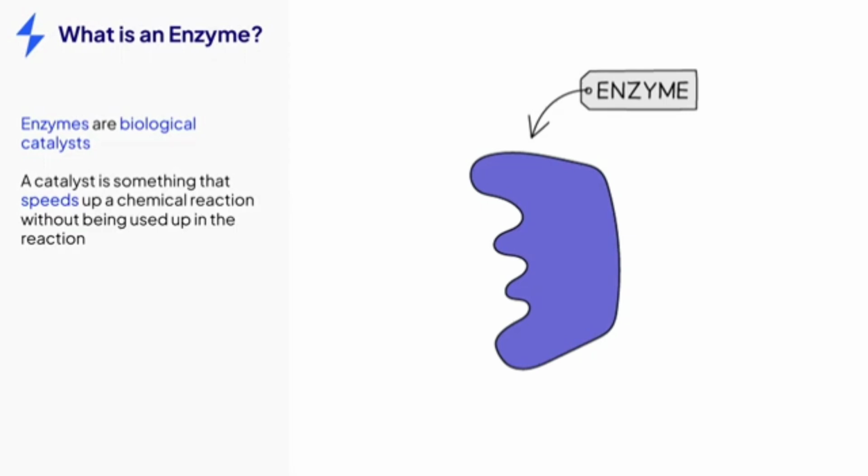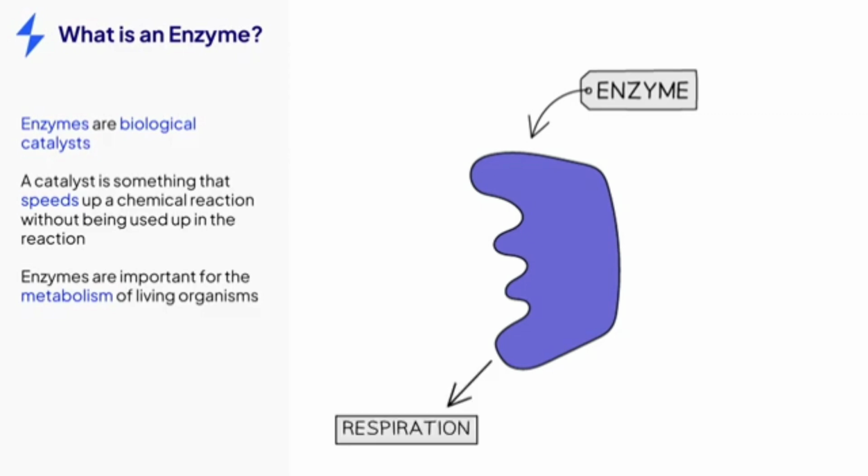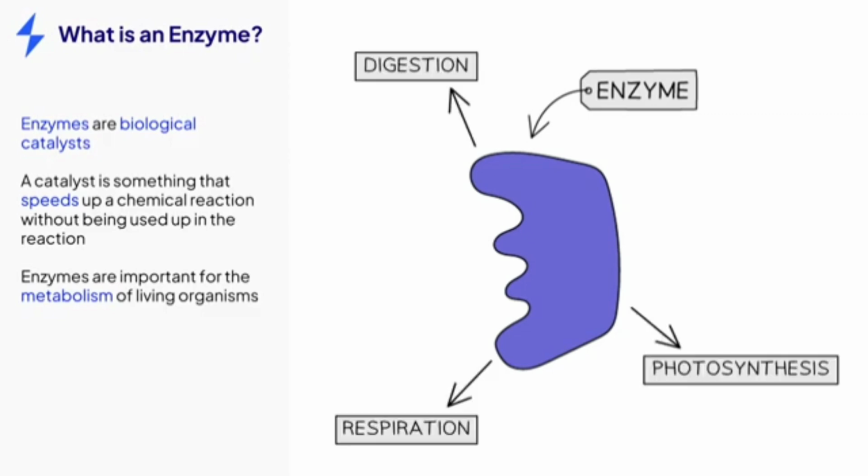Enzymes are important in living organisms because the reactions take place at lower temperatures than would normally be possible without a catalyst. Enzymes help with all the chemical reactions that are part of the metabolism of living organisms, such as respiration, photosynthesis, and digestion, as well as many others.